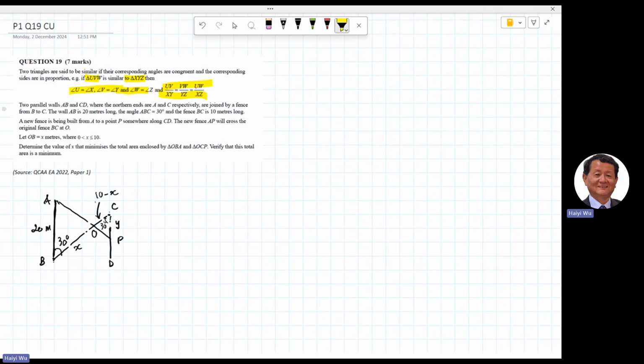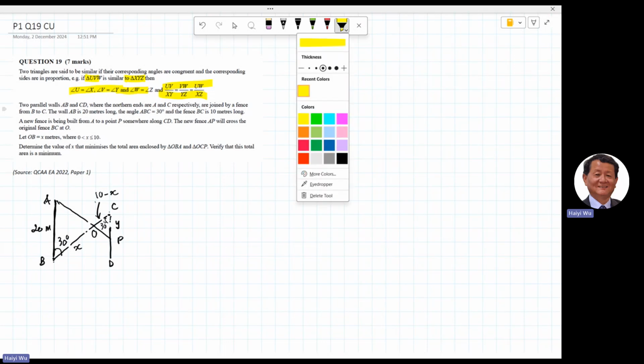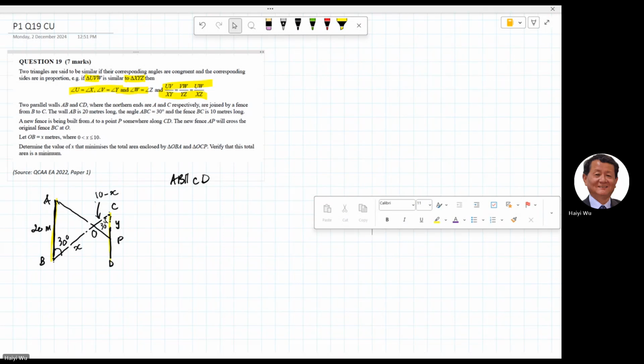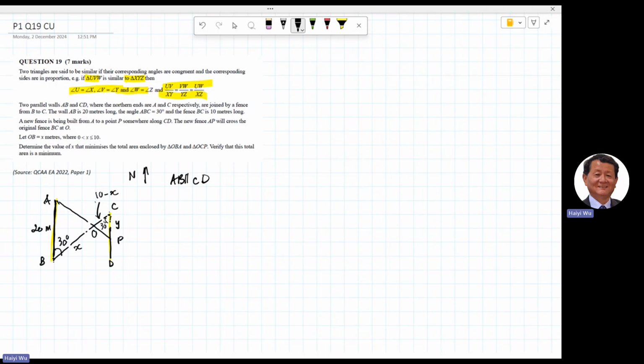The question says we have two parallel walls, A and B. So AB is parallel to CD. Both ACs are facing north, so this is north.